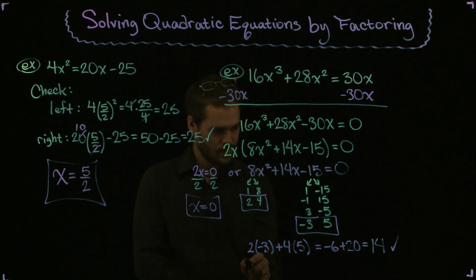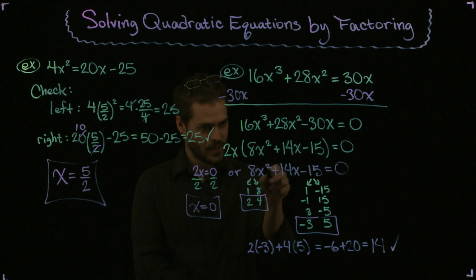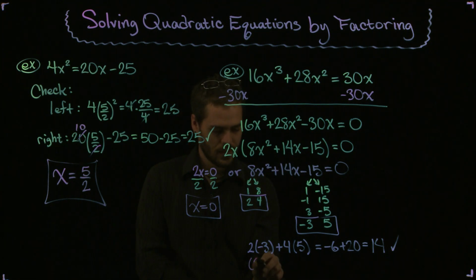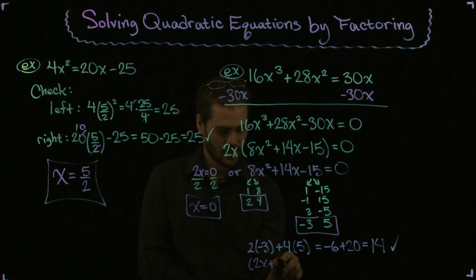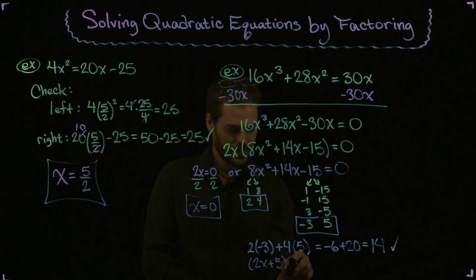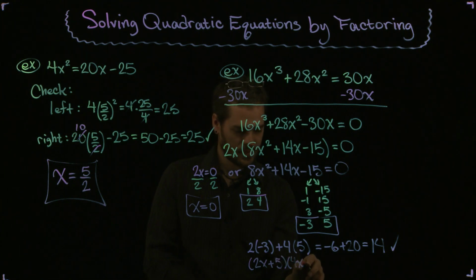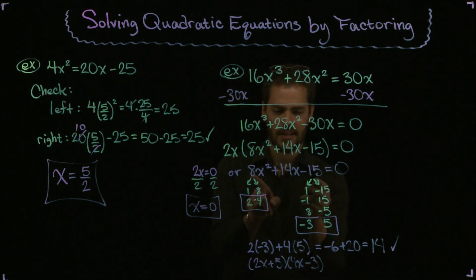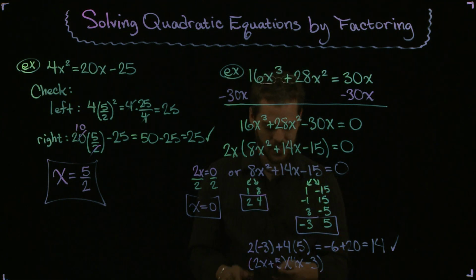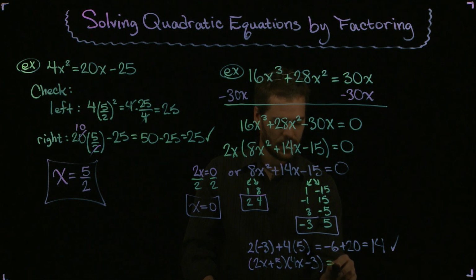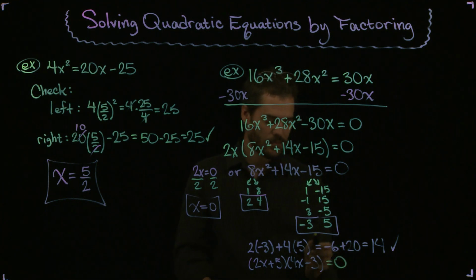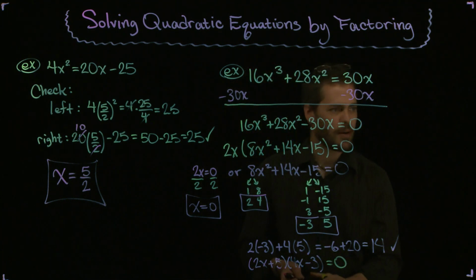That means that this trinomial factors into 2x plus 5 times 4x minus 3. And now I can say, since that trinomial was equal to 0, this must also be equal to 0. Then I can use a zero factor property.